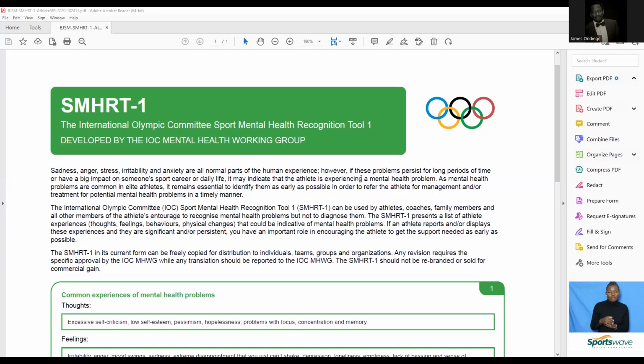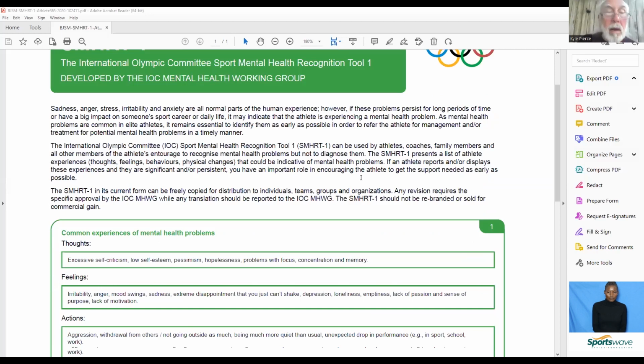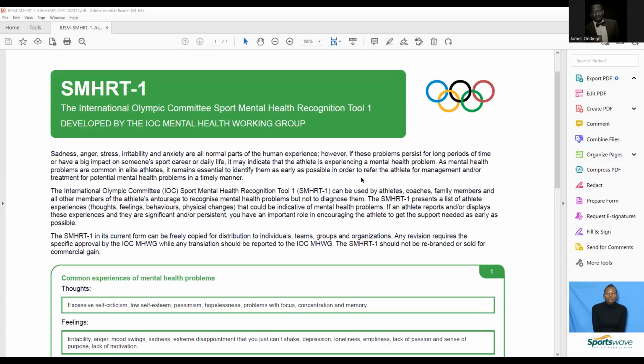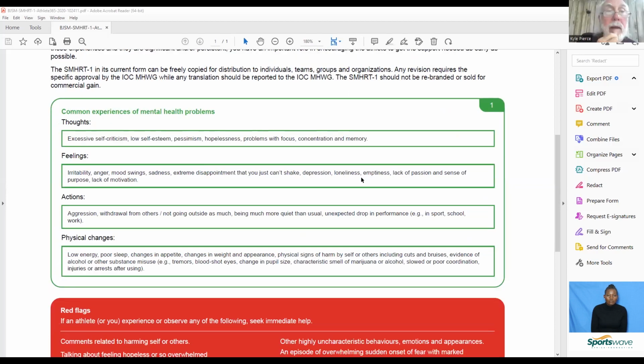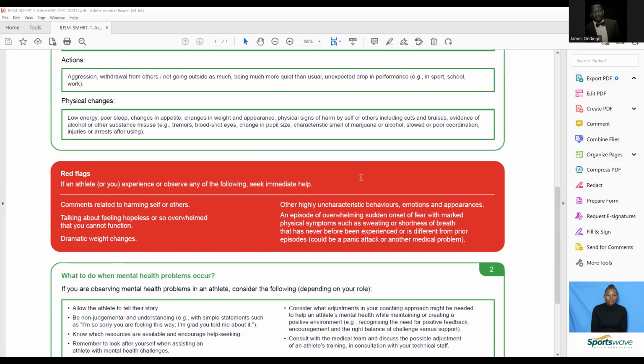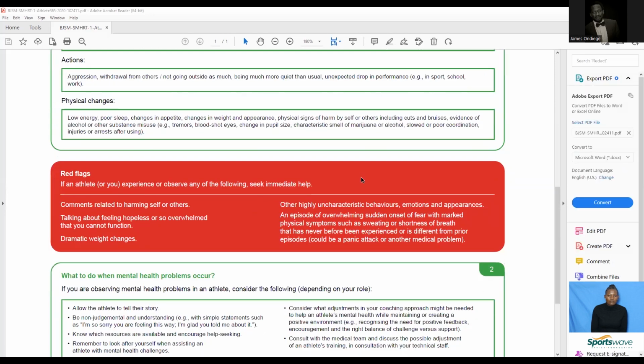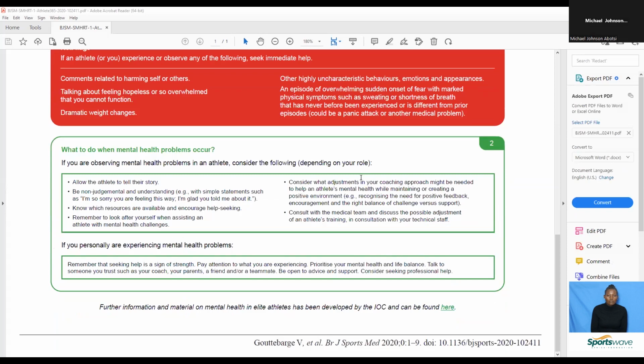So this, for example, is an example of the recognition tool. It shows you common experiences of mental health problems. You've got your red flags, and then what to do when these problems occur. It's very simple. It's a basic recognition tool. It's one page, and it's something I think we should strive to have a look at.